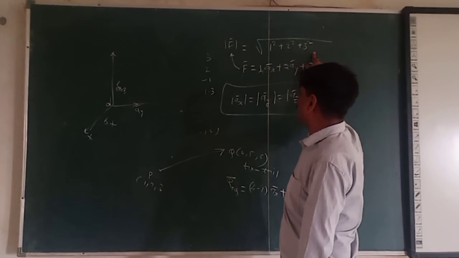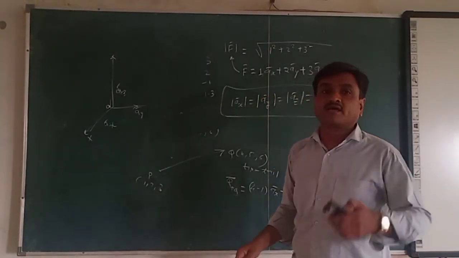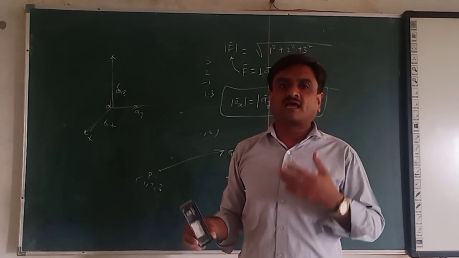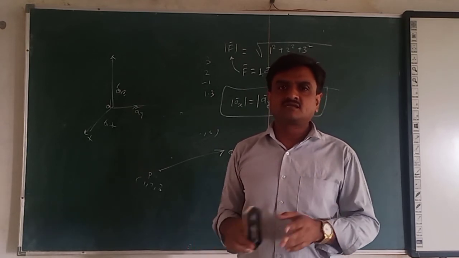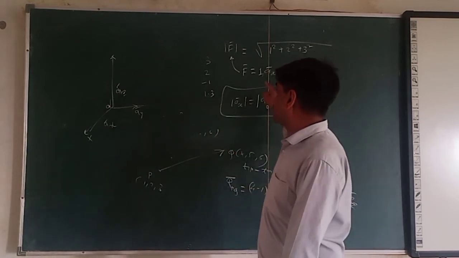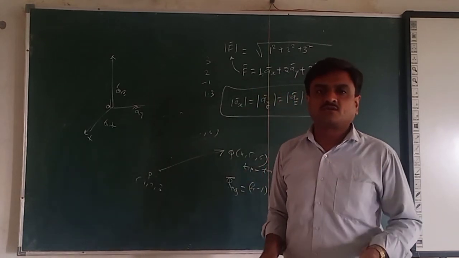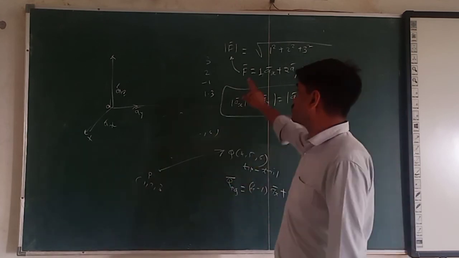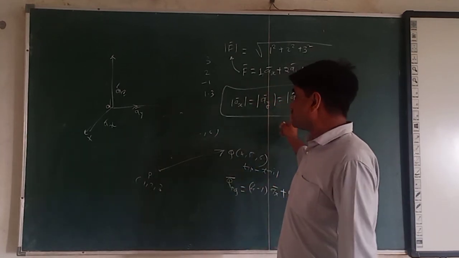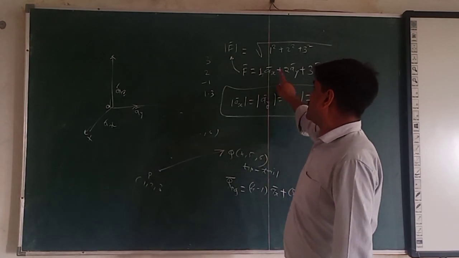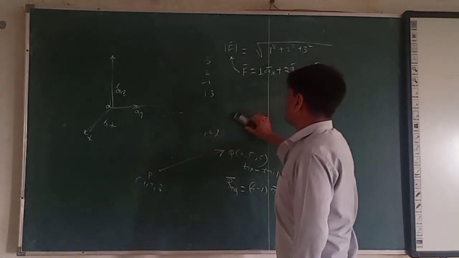Such magnitude for ax, ay, az, or ar, aphi, az in the cylindrical coordinate system, or ar, a theta, a phi, any coordinate system having unit vectors, they always have magnitude equal to 1, and that's why they are called unit vectors. So why are they introduced in the system? Just to show the direction. And why are they called unit vectors? Because their magnitude is equal to 1. See, now this is the force vector.